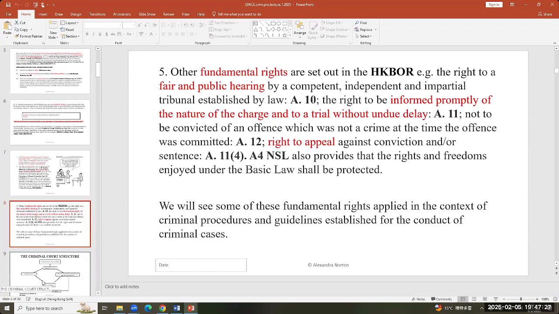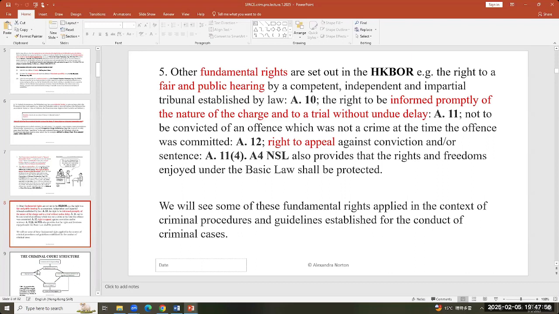So we also have our Bill of Rights as well, which sets out some of the fundamental rights: right to be informed of the nature of the charge promptly, that there shouldn't be undue delay in your trial, that you cannot be convicted of offenses retrospectively. In other words, you can't be convicted of an offense which didn't exist at the time you did the act. And you also have a right of appeal.